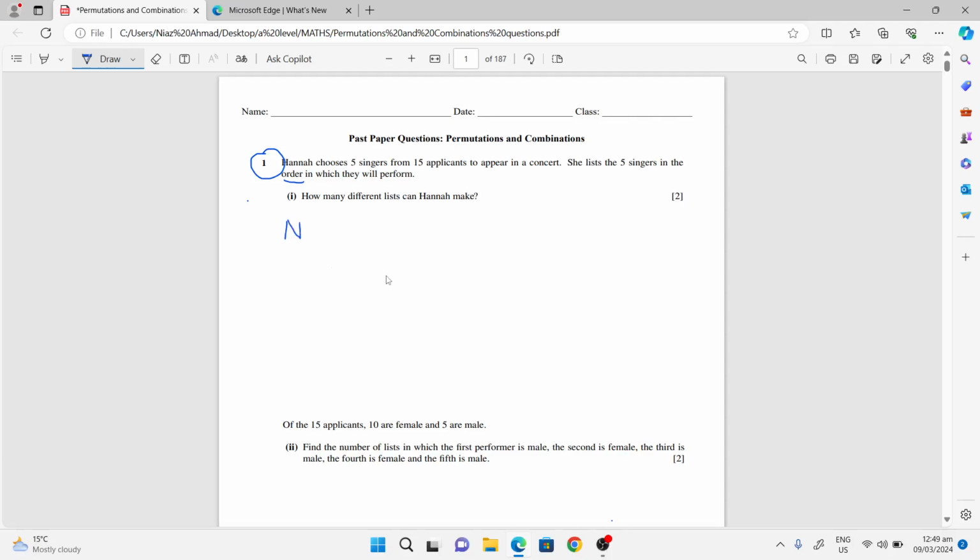So number of lists, you can simply say the number of lists she can make is 15P5. Grab your calculator and get the calculation, that is 360,360. So we are done with part A.